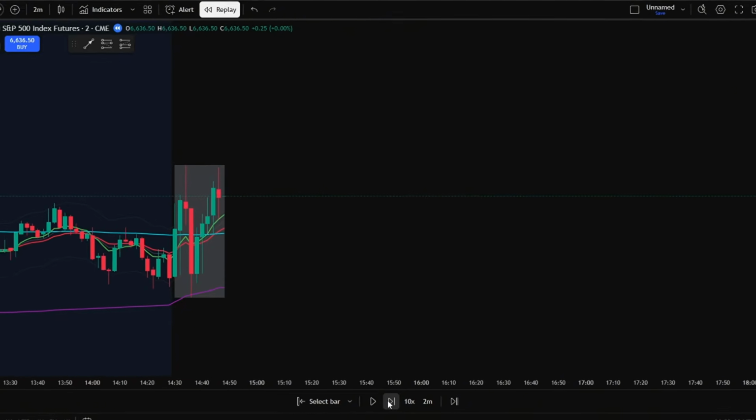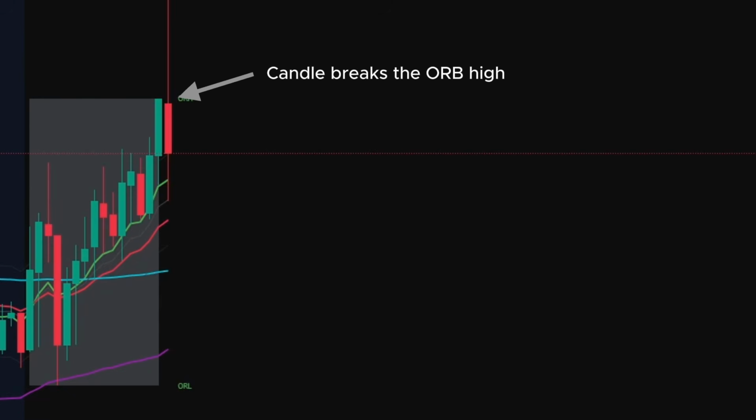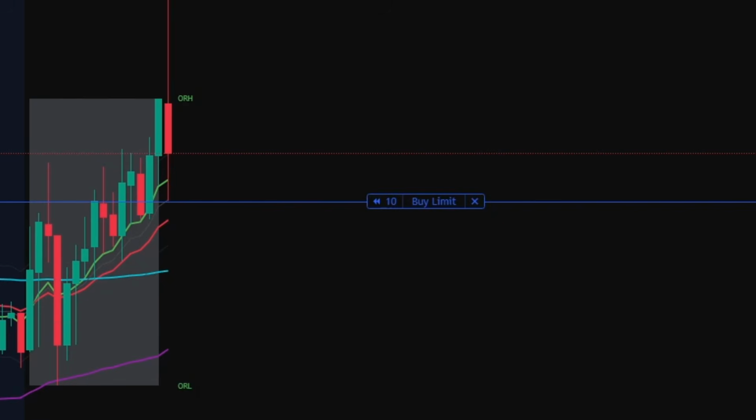Let me explain exactly what you're seeing here. This is the first 30 minutes of market open, and the ORB high and low are about to be set. In this scenario, you can see price sitting right at the ORB high, and this next candle attempts to break out. For me, this is a no trade because price has already hit ORB high.